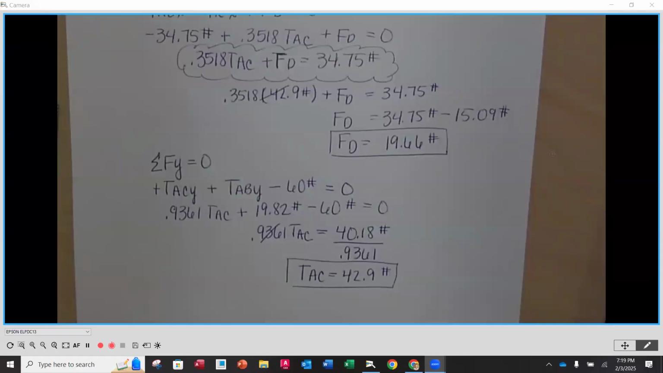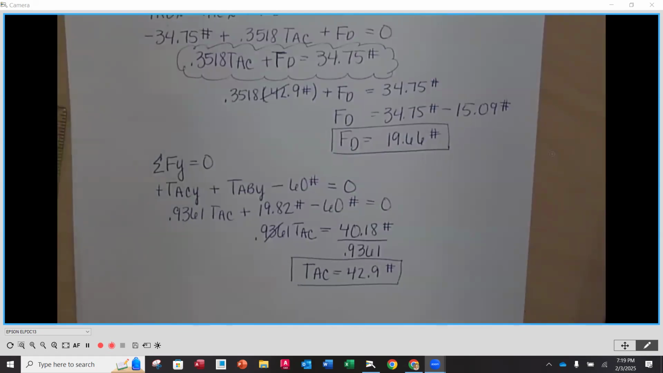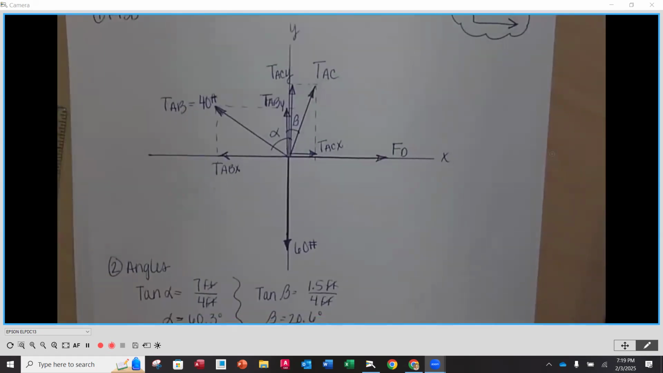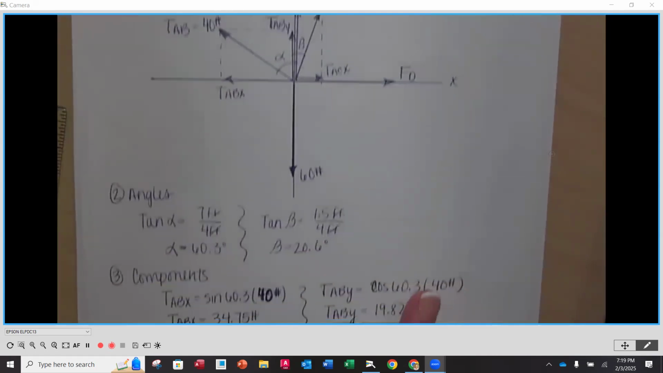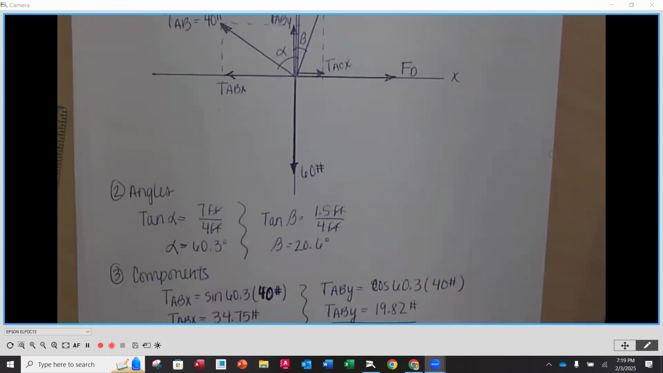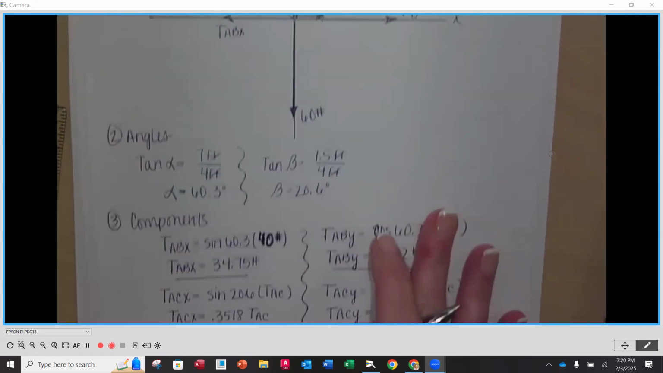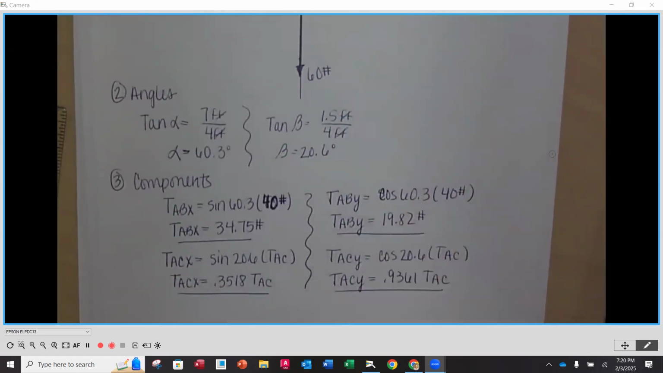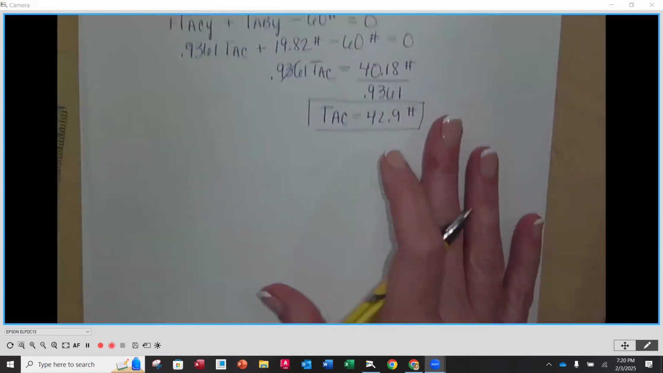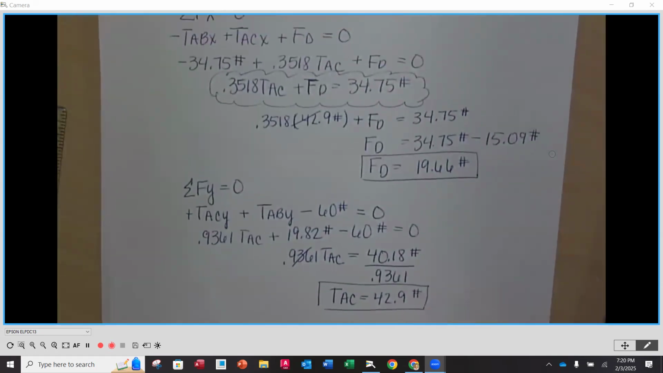All right. So for this problem, just kind of reviewing our process, we started out by drawing our free body diagram. The center was going to be that center point A, where everything came together. We calculated our angles based on the distances in the diagram where we needed them. We added our components, solved for our components, and then used our equations of equilibrium to solve for those two unknowns, TAC and FD.